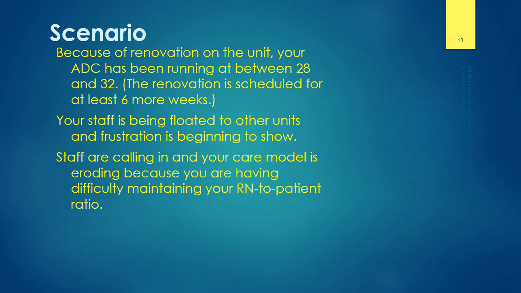So here's the scenario. Because of renovation on the unit, your average daily census, or ADC, has been running at between 28 and 32. The renovation is scheduled for at least 6 more weeks. Your staff is being floated to other units, and frustration is beginning to show. Staff are calling in, and your care model is eroding because you are having difficulty maintaining your RN to patient ratio.